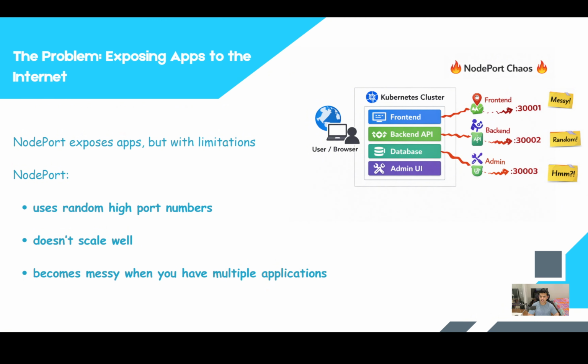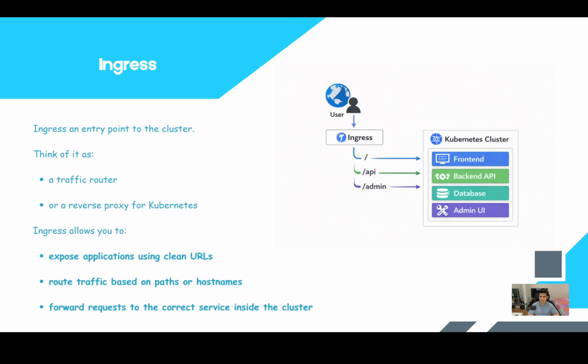So first, let's understand what Ingress is. Ingress is nothing but an entry point into the Kubernetes cluster. Think of it as a traffic router or a reverse proxy for Kubernetes. Ingress allows you to expose your application using clean URLs, route traffic based on paths and host names, and forward requests to the correct service inside the cluster. Instead of exposing every service individually, Ingress sits in front and manages all incoming HTTP and HTTPS traffic.